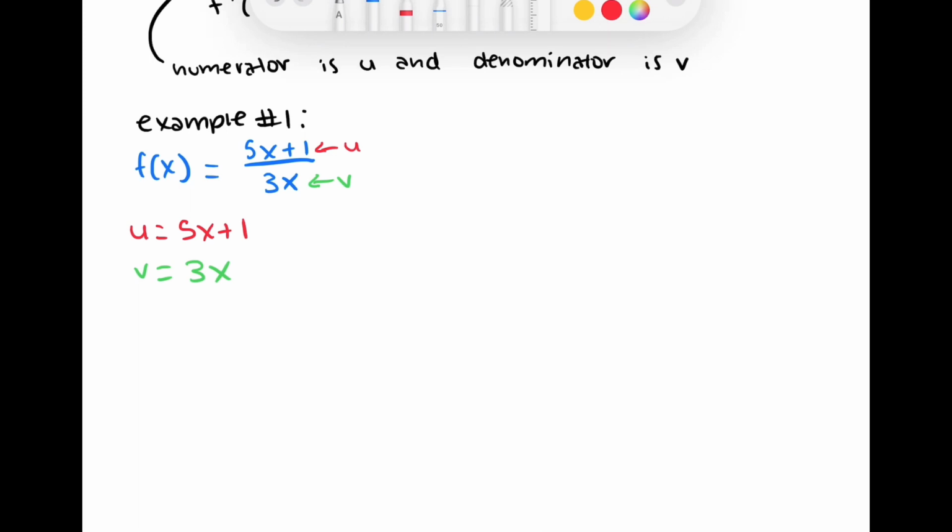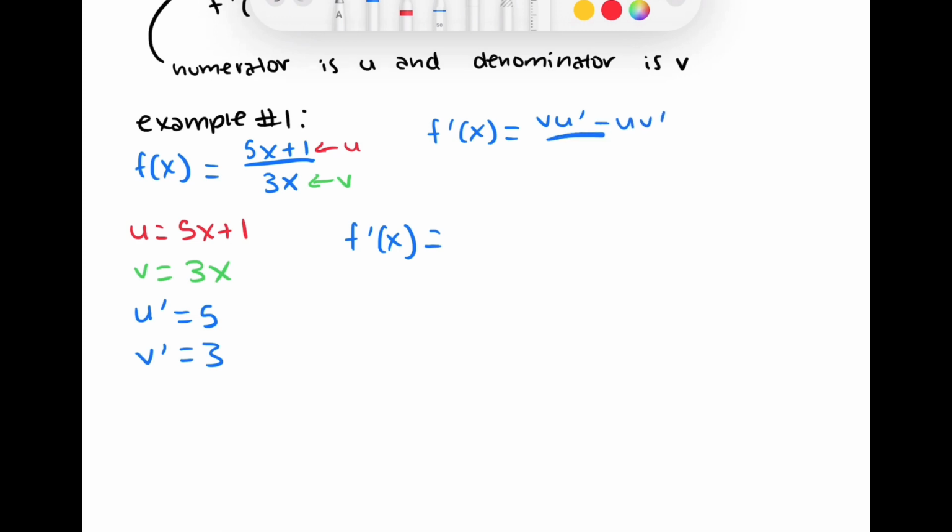And then just like the product rule, we find the u prime and the v prime. The derivative of u equals 5. And the derivative of v equals 3. And then from there, we plug it into our equation. Let's write down our equation first. Our equation is f prime of x equals v times the derivative of u minus u times the derivative of v all over v squared.